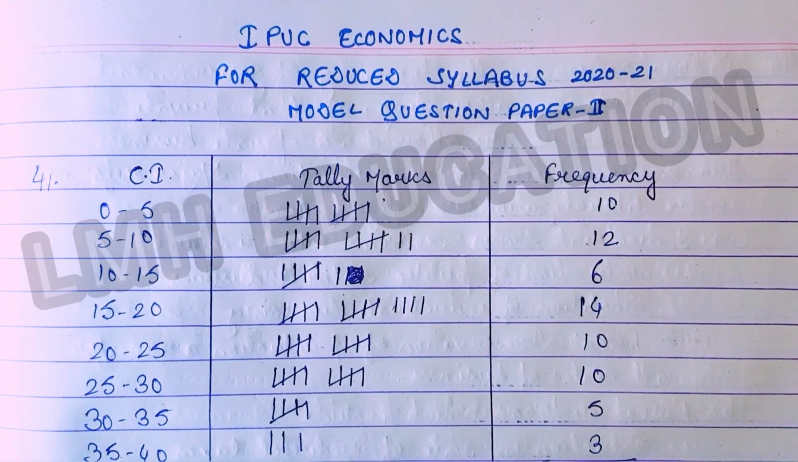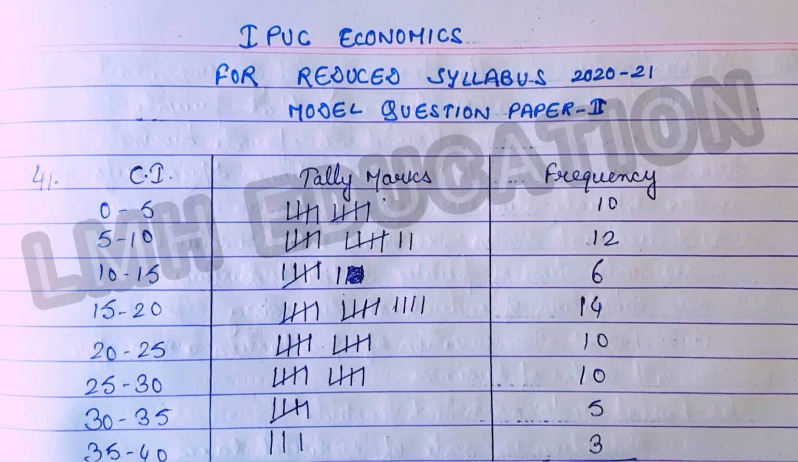In this video, I am going to tell you the answers of First PUC Economics for Reduced Syllabus 2021 for Model Question Paper 2. Part 1 and Part 2 have already been uploaded, so you can watch those videos. Here are the answers from question number 41. So let's start the video.